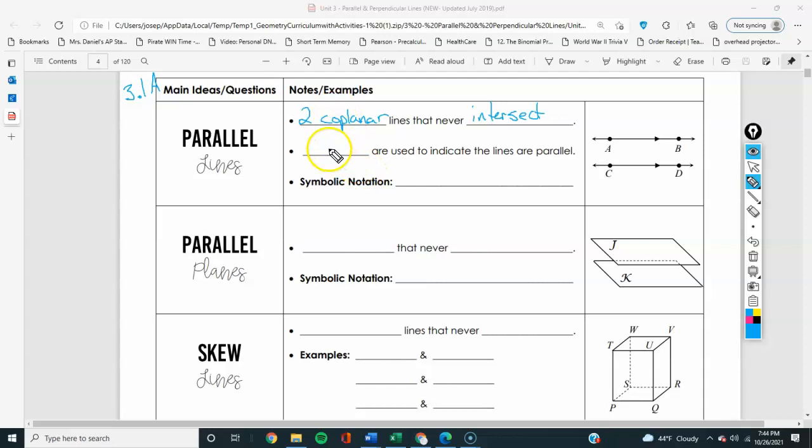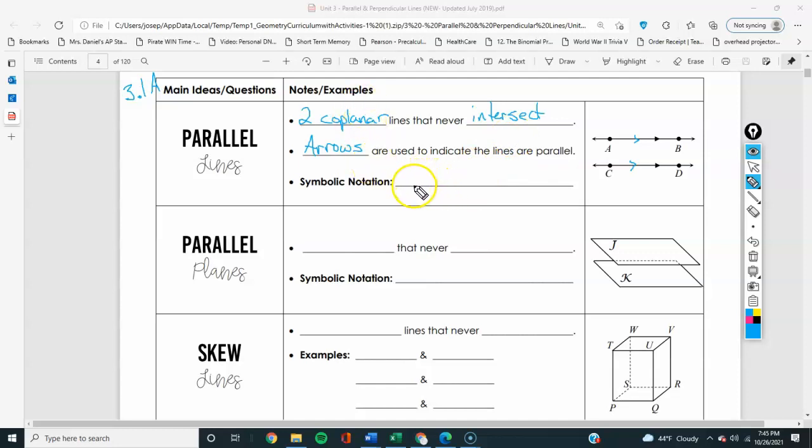Now, what do we use to indicate parallel lines? Well, we use something called arrows. Like these arrows. Tells me that these are parallel.